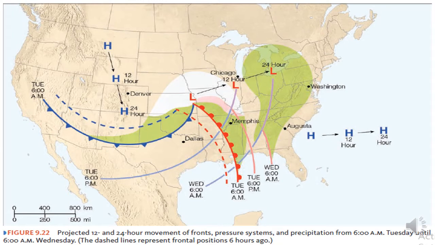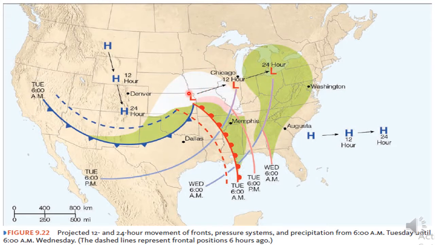So this figure projects the 12 and 24 hour movement of fronts, pressure systems, and precipitation from 6 a.m. Tuesday until 6 a.m. Wednesday. Based on the upper level 500 millibar chart, the area of low pressure located in Kansas will probably move north and east at about 25 miles per hour.